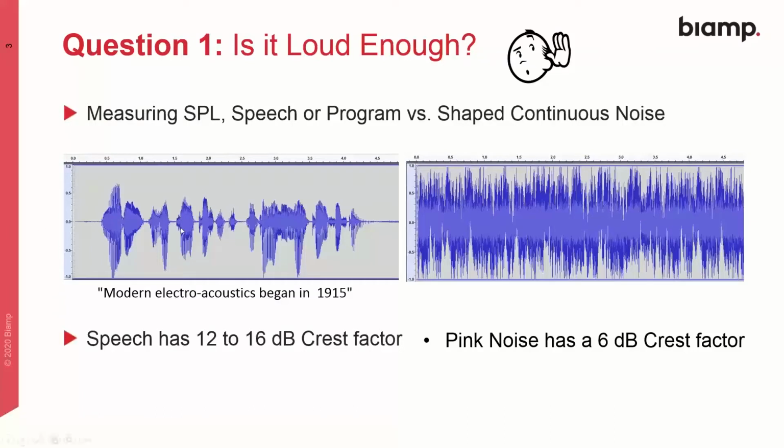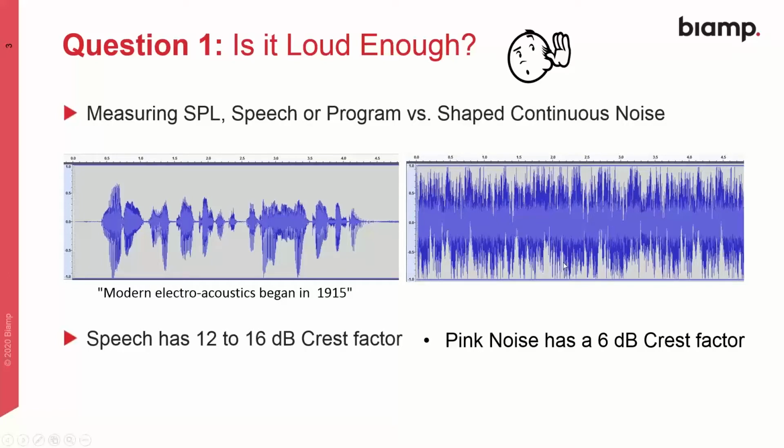Question 1, is it loud enough? First, we need to get into some details about how we actually measure sound level. On the left here, we have a waveform of a recording of a sentence of speech. Modern electroacoustics began in 1915. And on the right, we have pink noise, which is what we use to measure loudspeakers. So the loudspeaker measurements are going to be used with pink noise. You can see it's much higher density. Both reach the peaks, speech only in the negative in this case, but there's much more energy in this.